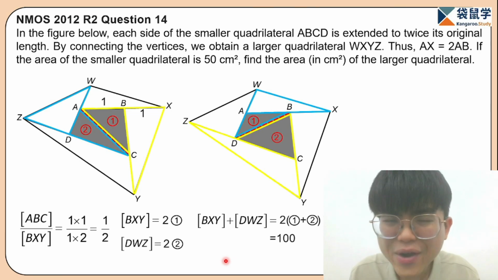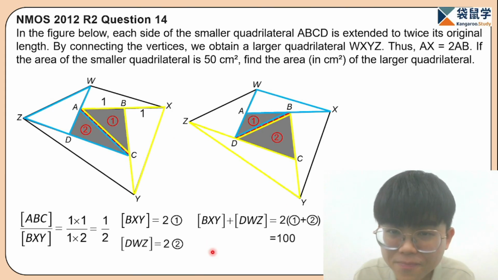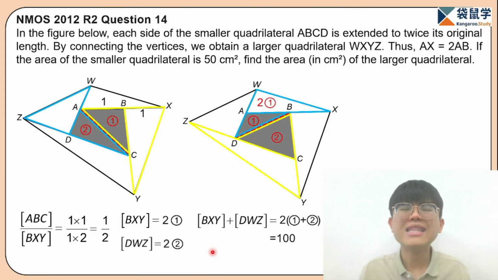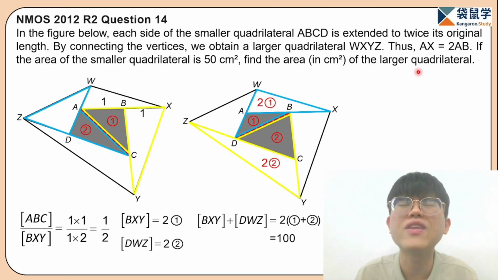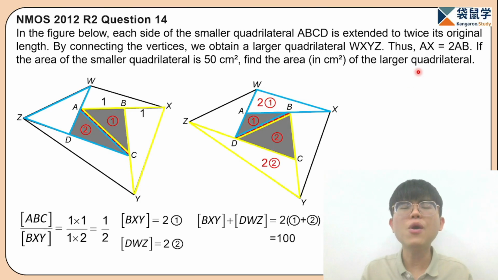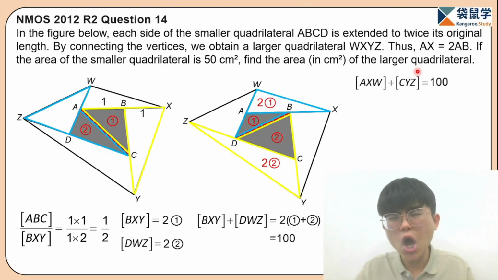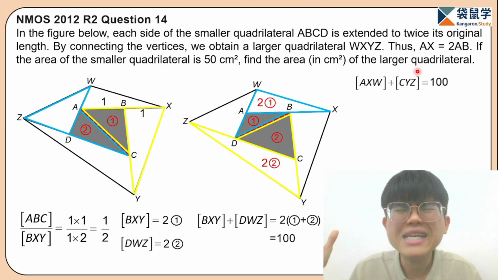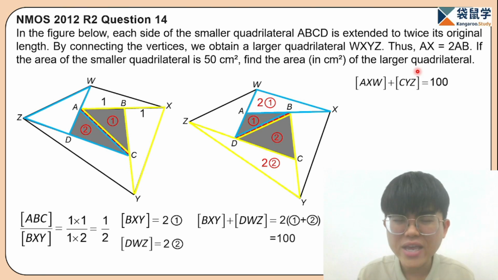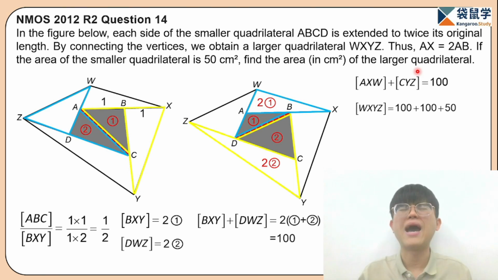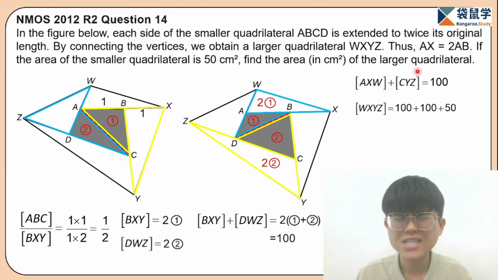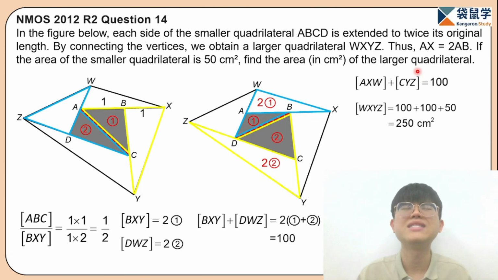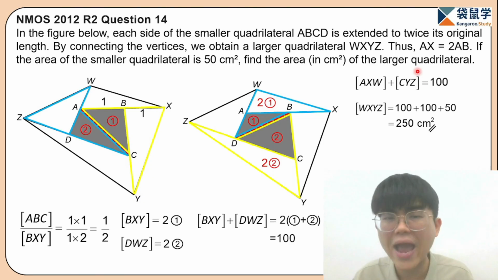Now, what will be the area of WXA and the area of CYZ? Everyone, this is just 2 times area 1, and this is 2 times area 2 because of the same ratio. So we say that the sum of these two triangles is also equal to 100. So to find the area of the whole figure WXYZ, it will just be 100 plus 100 plus the 50, the small quadrilateral in the middle. So the answer will be 250 centimeters squared. And this is our final answer.